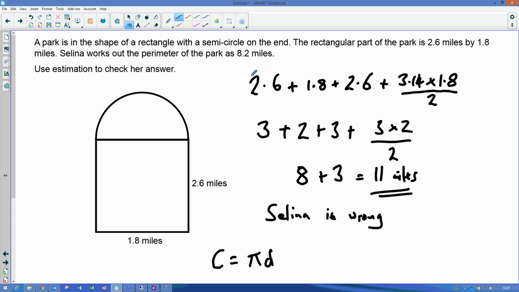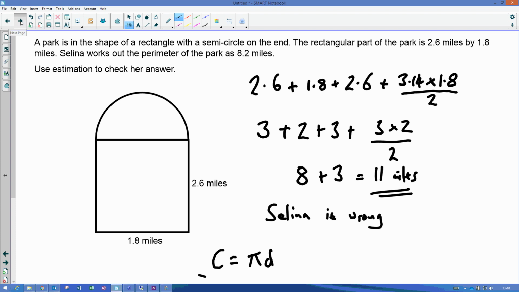I know what mistake she's made, actually. She used the formula for the area of a circle instead of using the formula for the circumference, but that's not important. All we need to do is use nice simple numbers and say Selina is wrong.